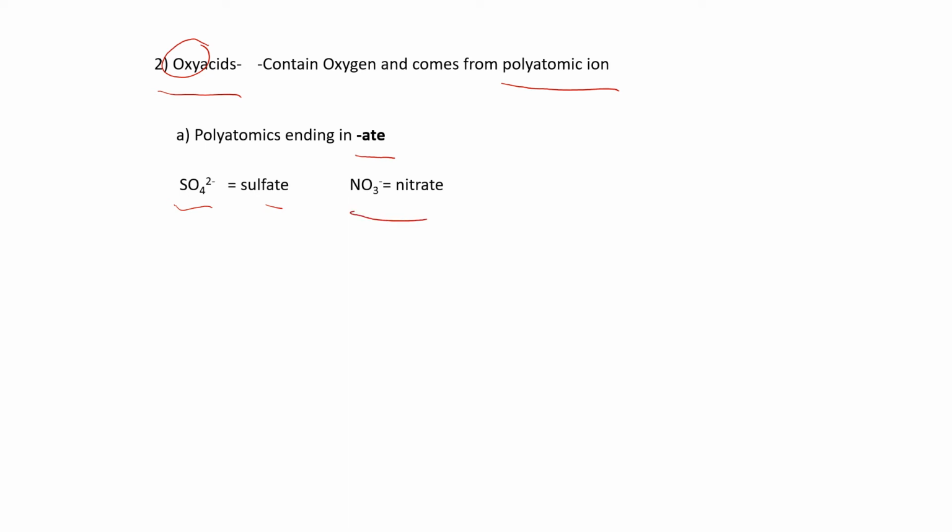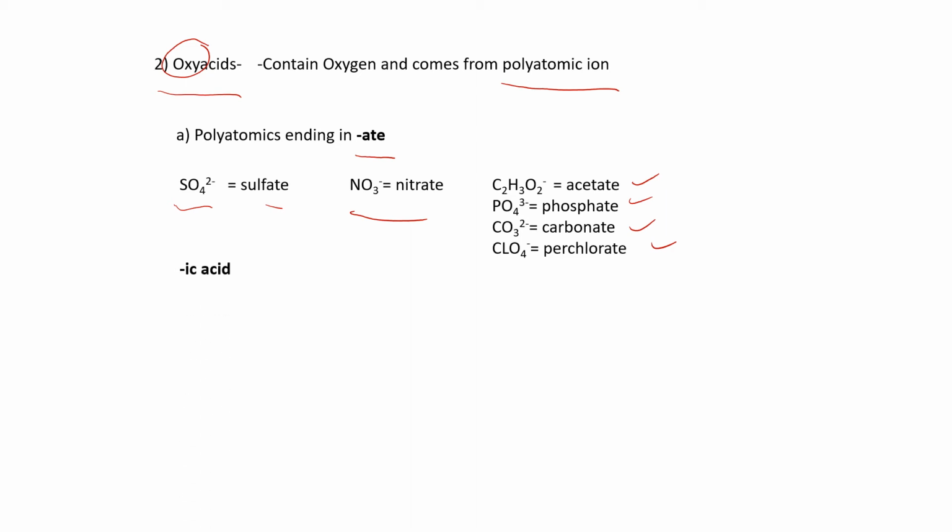Another one is nitrate. So all the ones we're going to name come from polyatomic ions that end in -ate. Again, they all contain oxygen. And then we have acetate, phosphate, carbonate, and perchlorate. These polyatomics in -ate are going to make up the oxyacids. I should say they all end in -ic acid, by the way. The first one that's probably the most common is H2SO4. This is sulfuric acid.